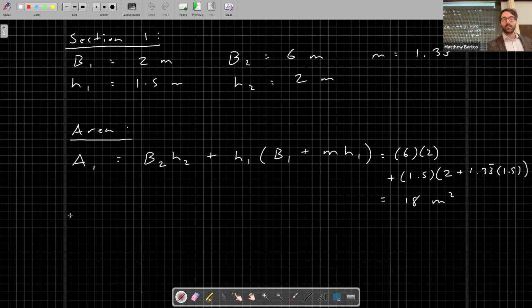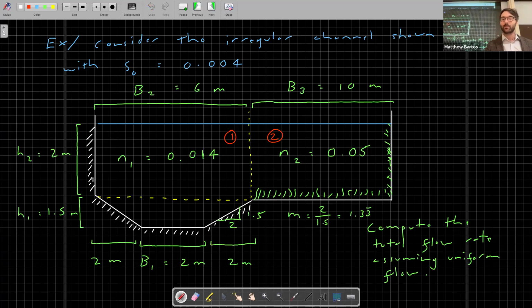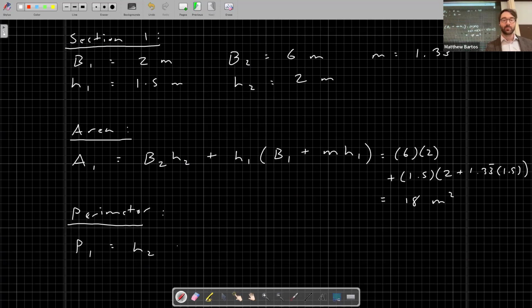All right, so the area is 18 square meters. For the perimeter, we're going to need to add the height of this wall to the perimeter of this trapezoid. So that's going to be H2 plus B1. So that is the bottom width of the trapezoid plus the 2 hypotenuses of that trapezoid. So this is going to be 2 times the square root of m, as in mountain, squared times h1 squared plus h1 squared.